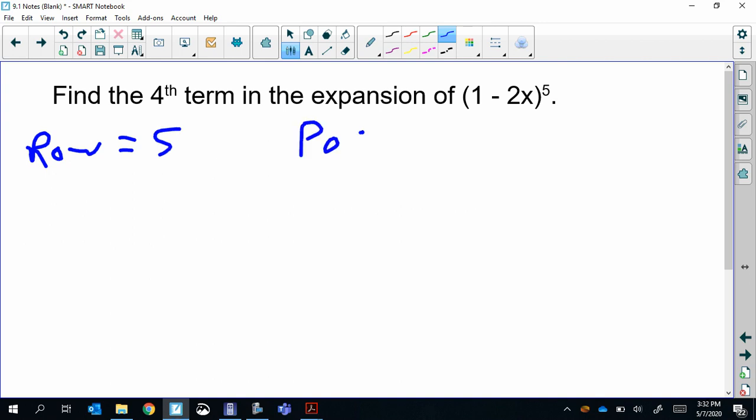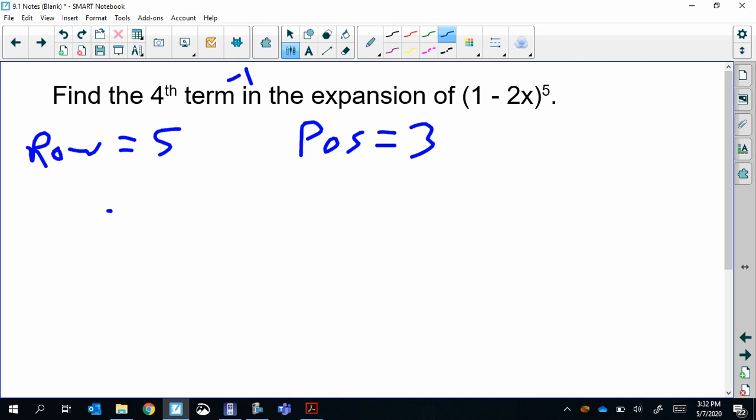The position is not the same as the term. The position, remember, starts counting with 0. So if we're counting out to the 4th term, that means we're counting out 0, 1, 2, 3. We're in position 3. It's always going to be just minus 1. Term minus 1 is always how you get position. And then the row is always the exponent.